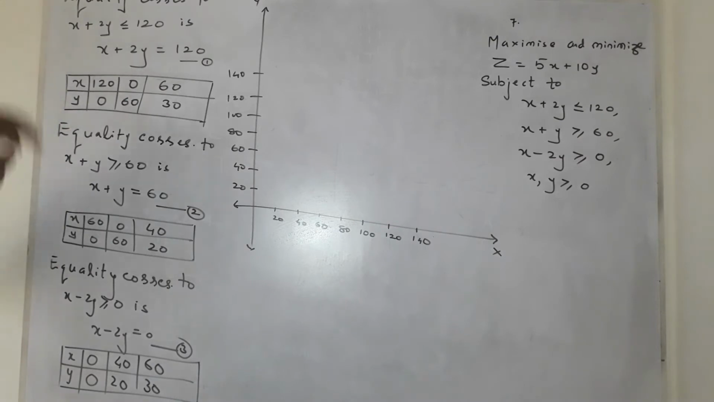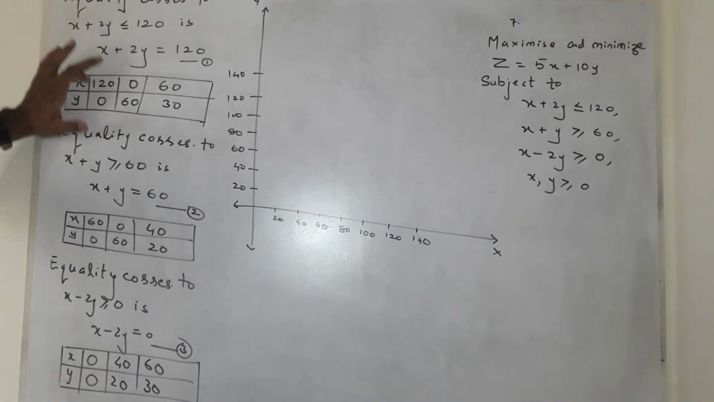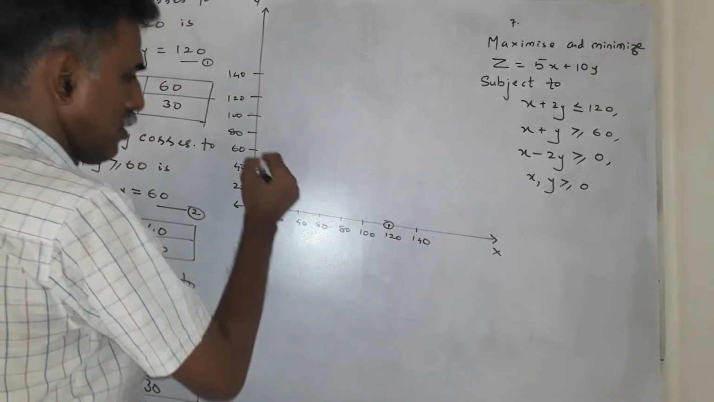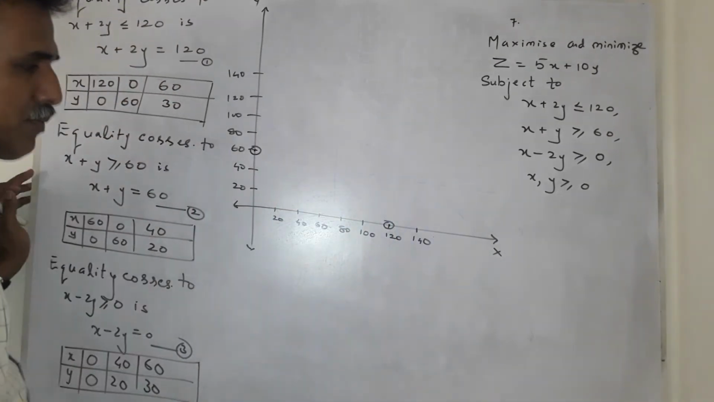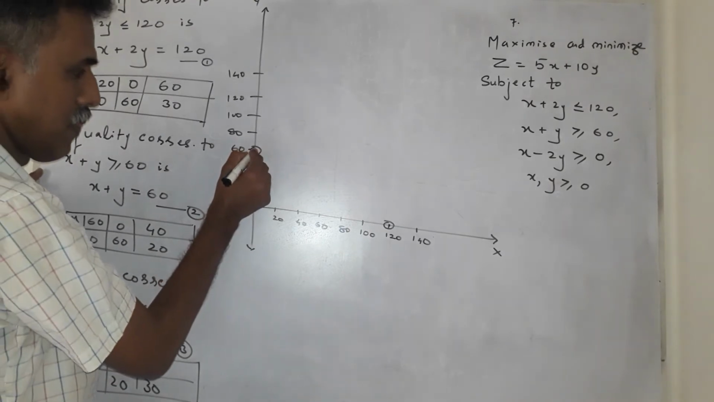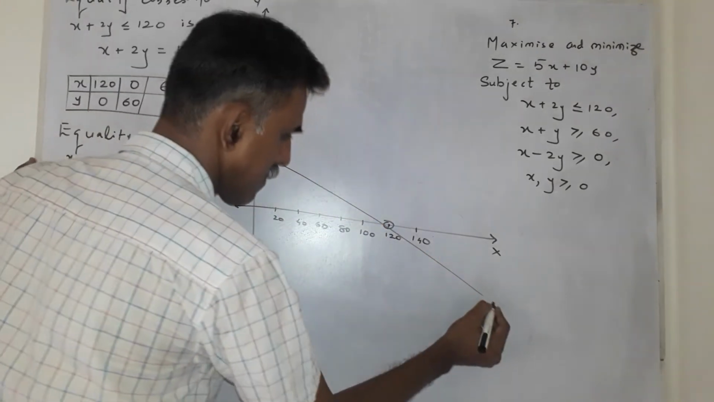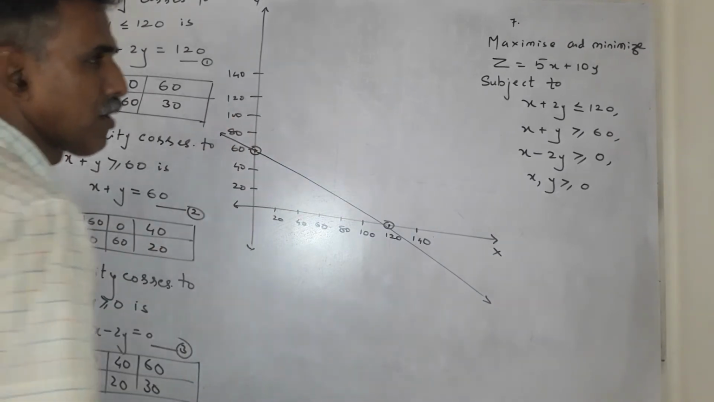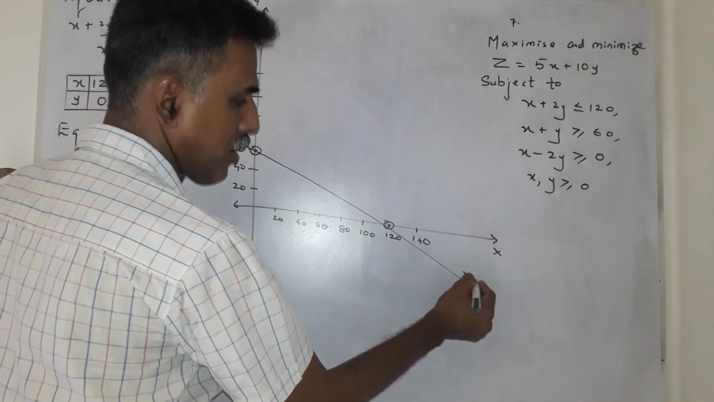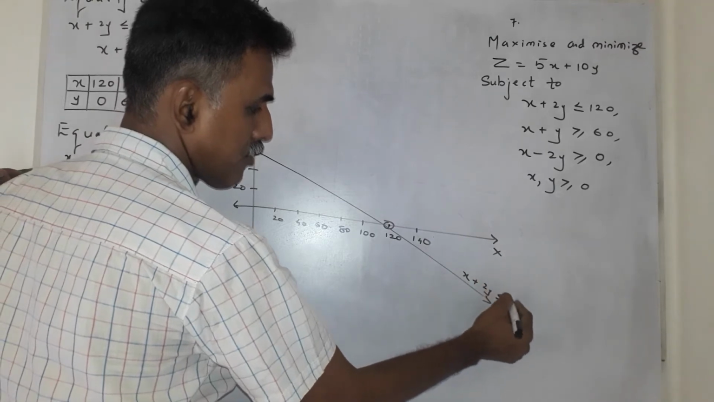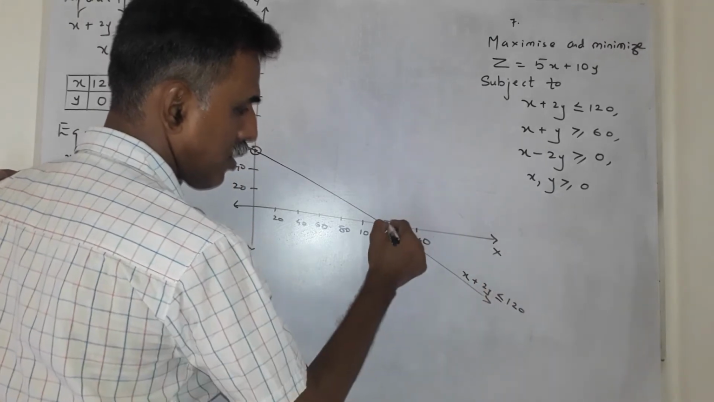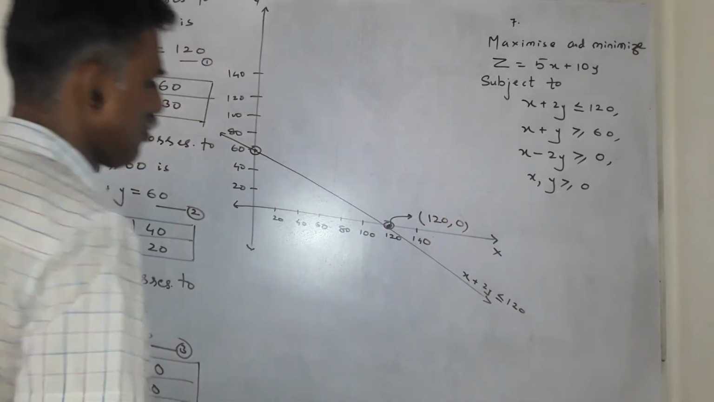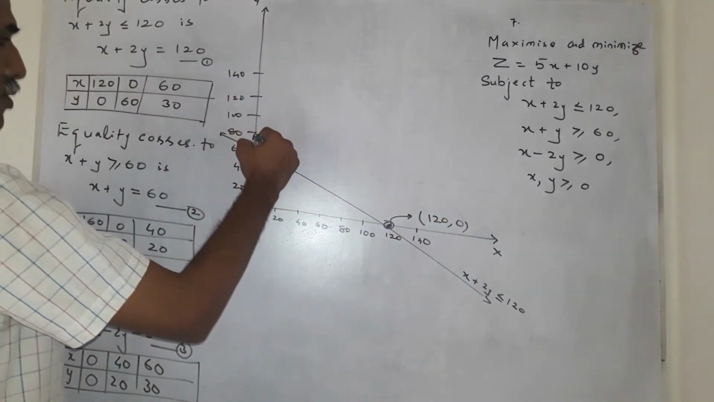So let us go for this one. The x-intercept is 120 and the y-intercept is 60. So here is the x-intercept and here is the y-intercept. Let us draw this line. It is x plus 2y less than equal to 120. This intercept is 120, 0 and here it is 0, 60.